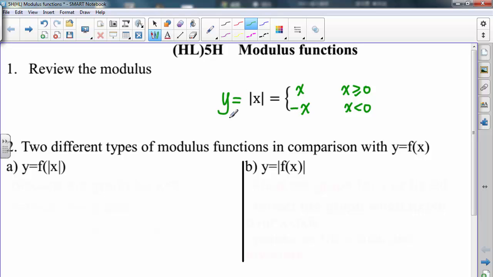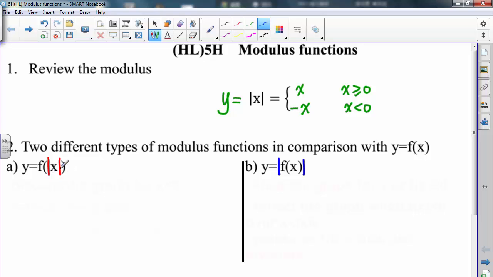So right now, let's look at two different types of modulus functions in comparison with the original function y equals f of x. We have two different ways to add the absolute value symbols on. One way is to add the absolute value for x. The other way is to put the absolute value symbol for f of x, which is the same as y.